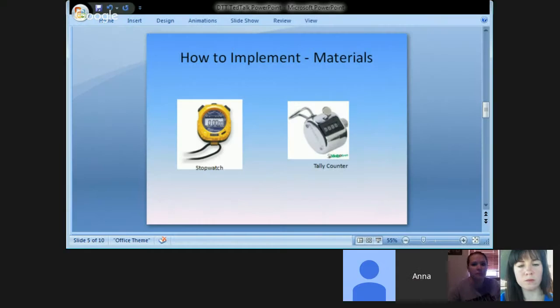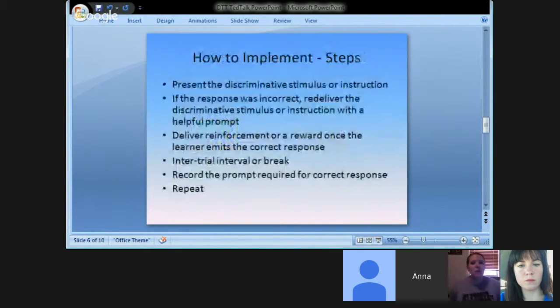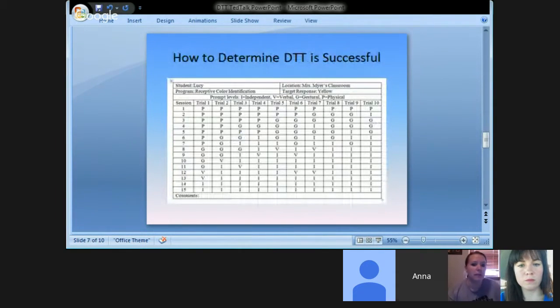Now Andrea will review data collection and how to determine whether or not her sessions with Lucy are successful. So for DTT with learning the colors, we have a data sheet where we record up to 10 trials and the prompt level that's needed. The data sheet that we have here for an example shows that as the sessions progress from session 1 to 15, the prompt levels get less and less. So she goes from a physical prompt all the way to being completely independent at session 15.